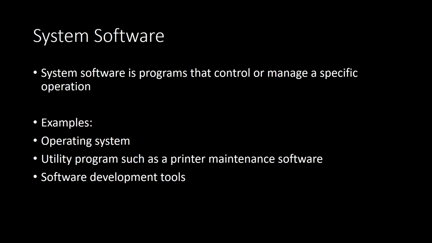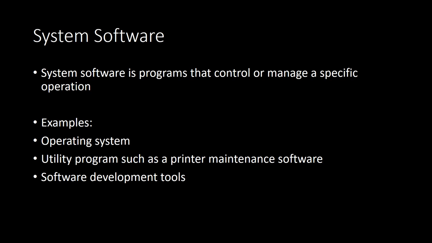System software is a little bit different than application software in that we don't necessarily, as a user, really see all the system software. For example, an operating system is a good example of system software. We see it, we interact with it, but we don't really think that much about the operating system. A utility program such as printer maintenance software might be another example. Those we do see, we play with.